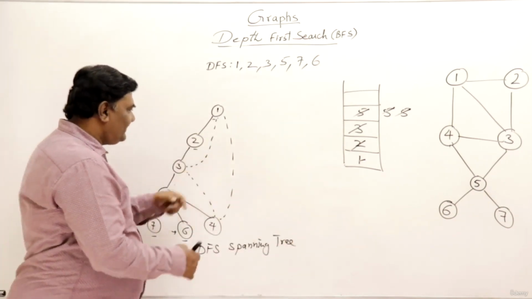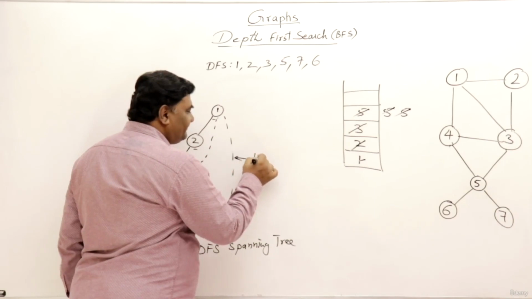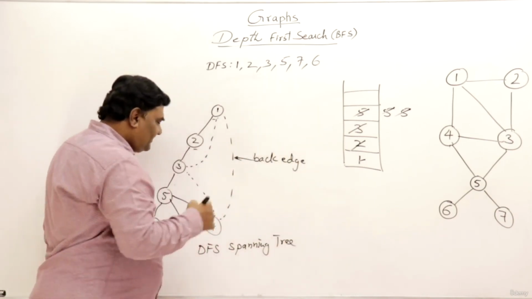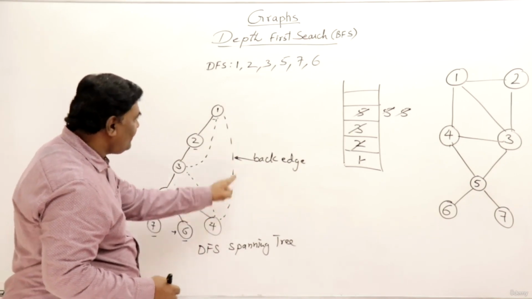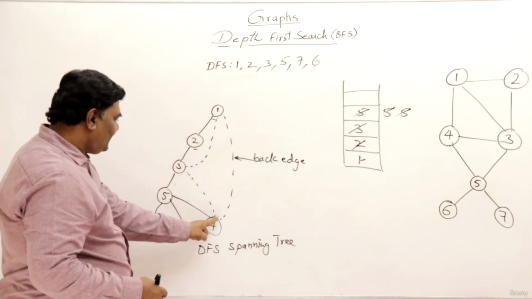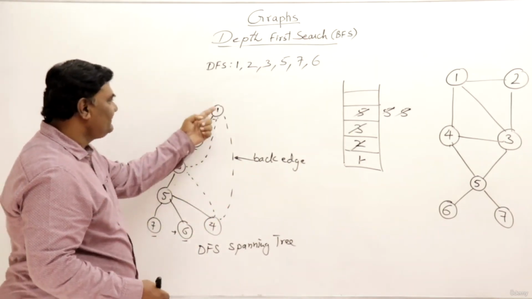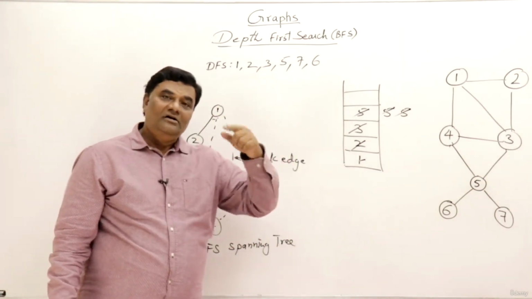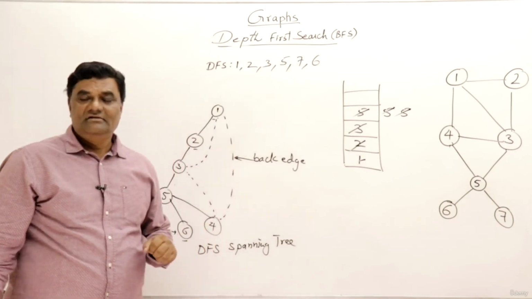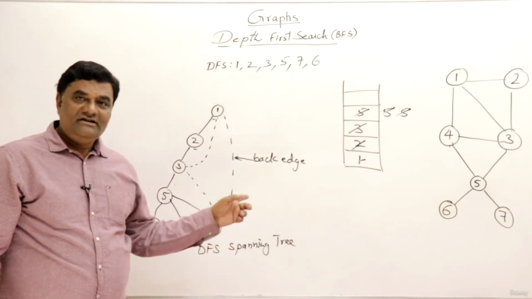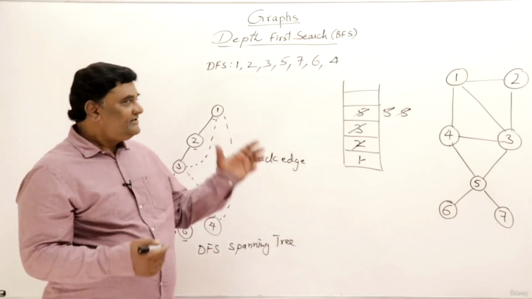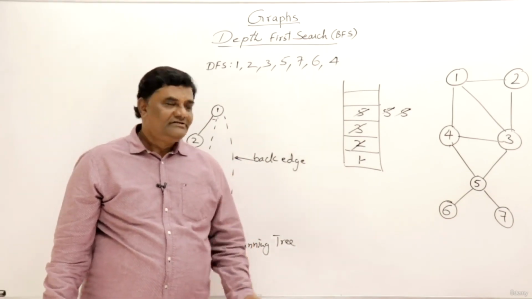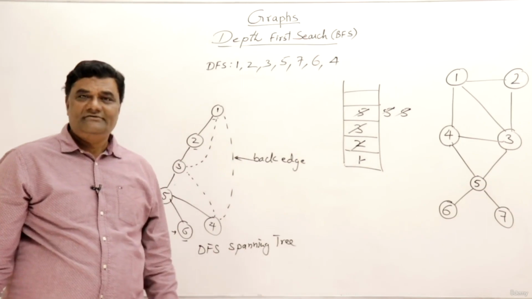And in this, the dotted edges that we are getting, we call them back edges. If you remember, when I was on 4, I have drawn this edge. From 3, I have drawn this edge. So these are back edges connecting back to the already visited vertices. So they are called back edges. So this is one of the depth first search. We can have various depth first search traversals for the same graph.